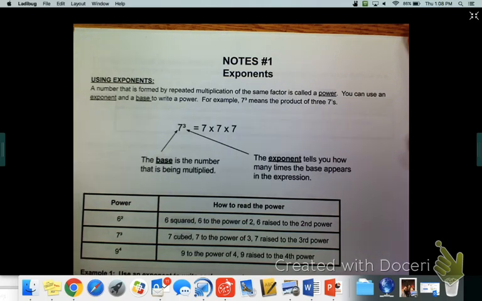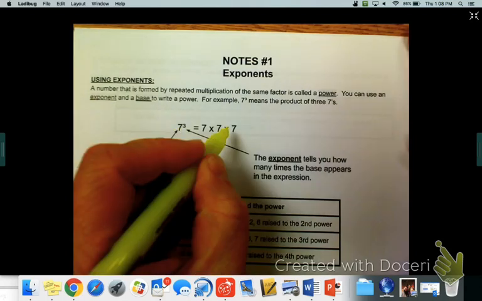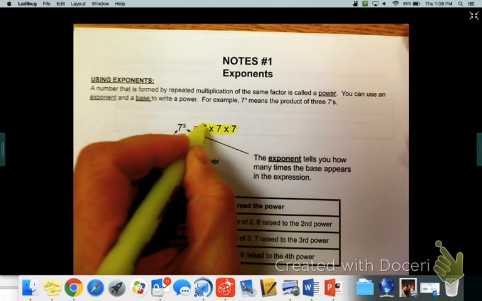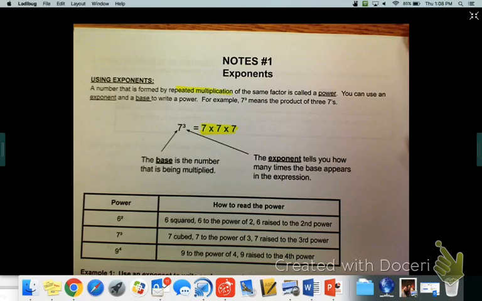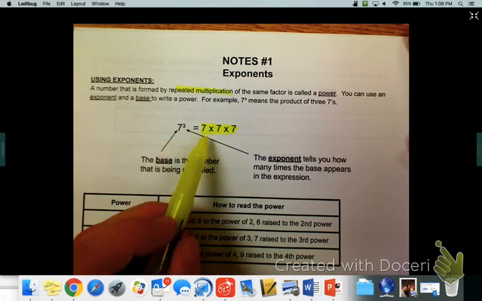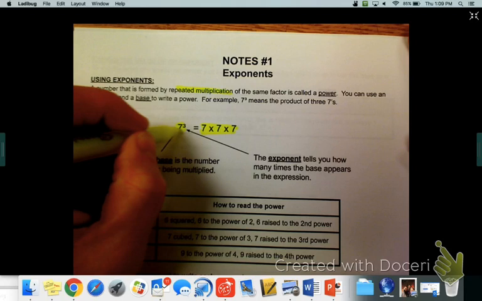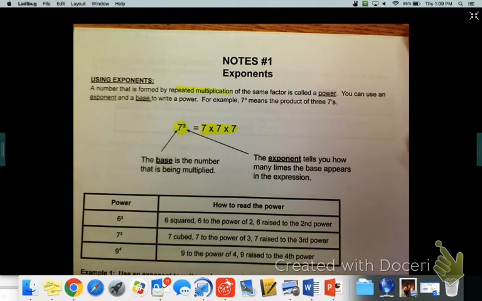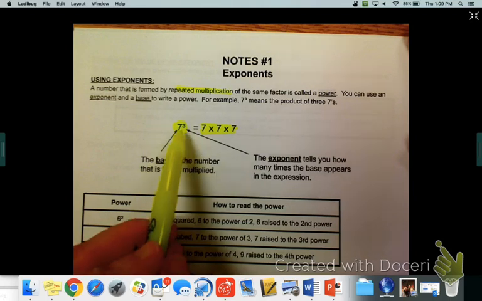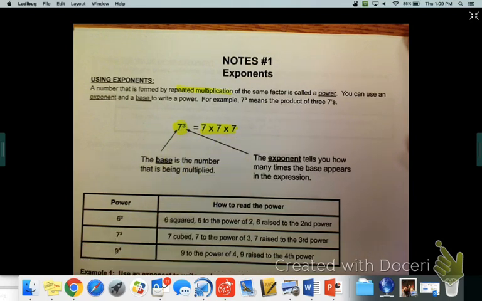When you are using repeated multiplication that looks like this, you can write that using exponents. It's called a power. So this right here, 7 cubed, or 7 to the third, is called a power. It is another way to write repeated multiplication.